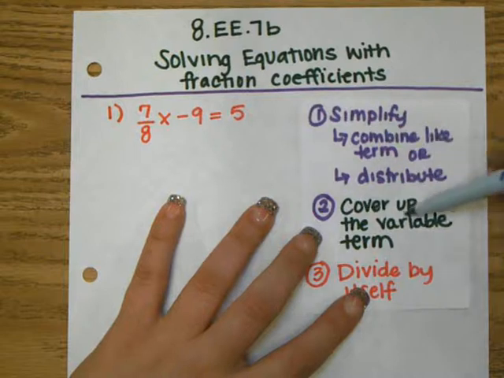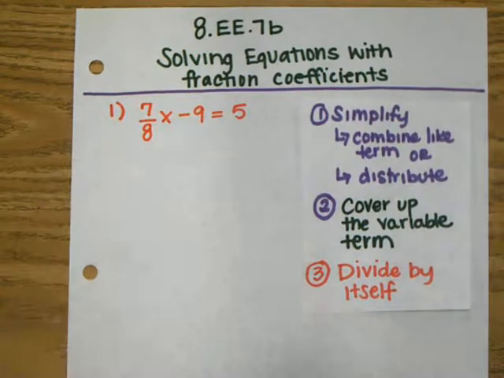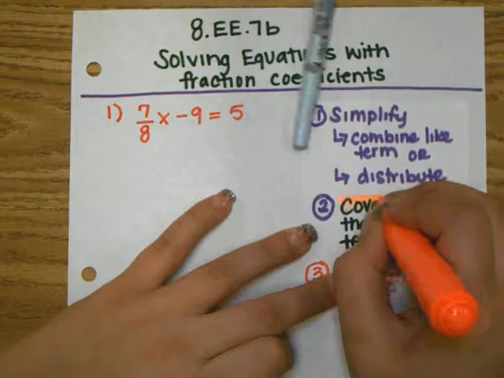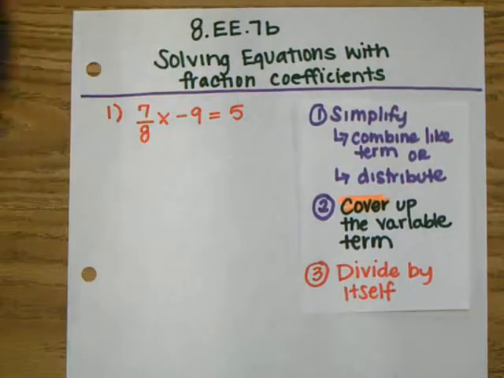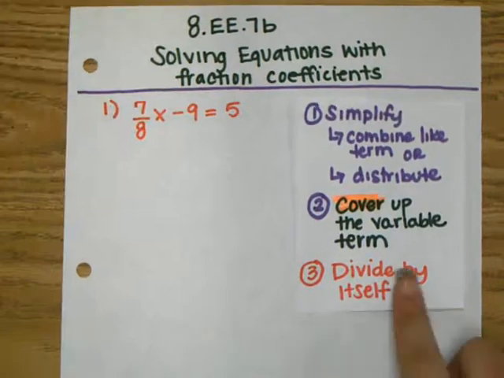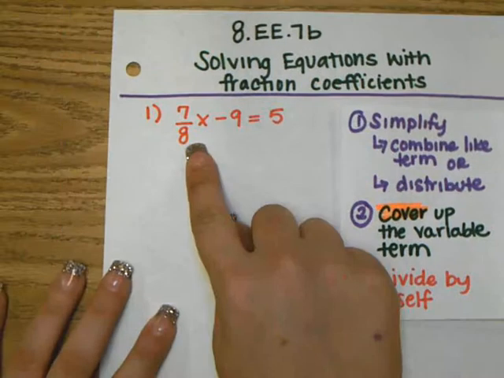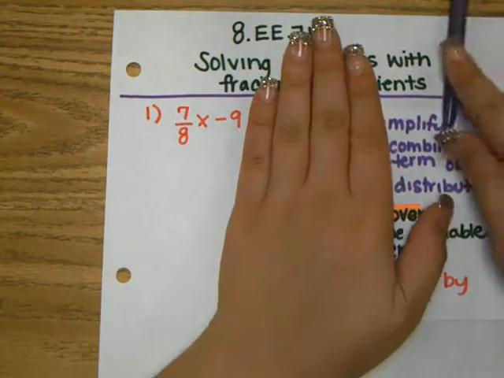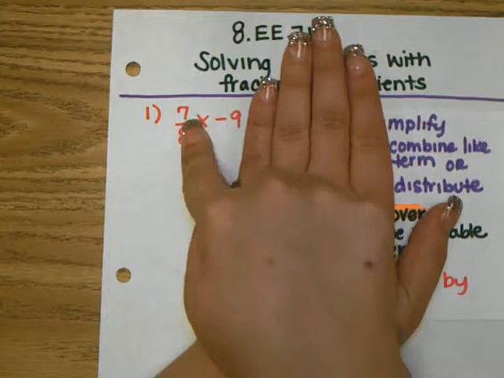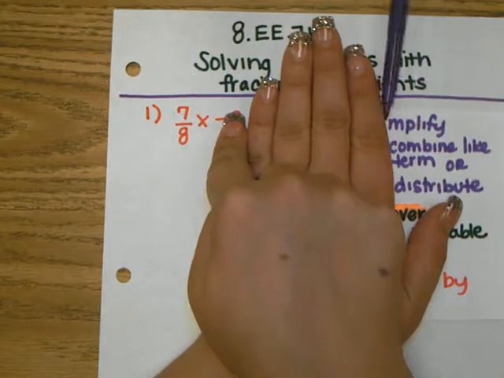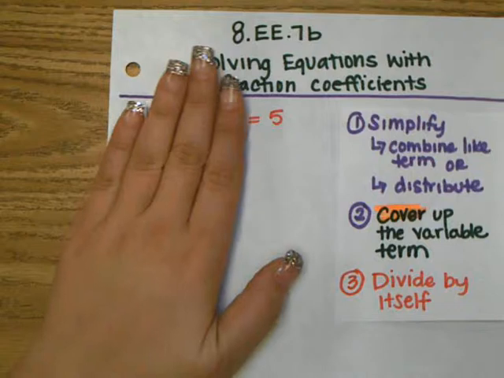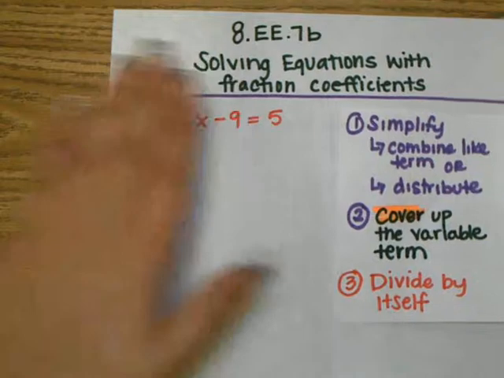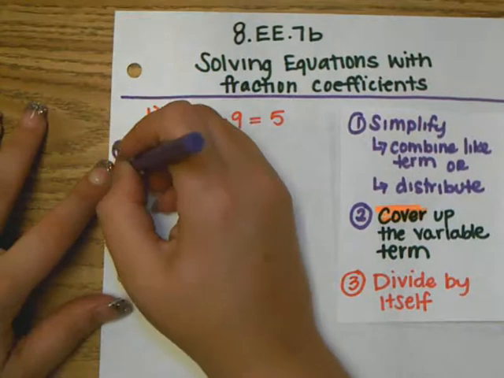Step 2, we're going to cover up the variable, or highlight if you have a highlighter. And step 3 is we're going to divide by itself. So if we look at example 1, I look to the left. I can't combine this. This has an x and this term doesn't have an x. I look to the right. It's just 5. So step 1, we're going to skip.